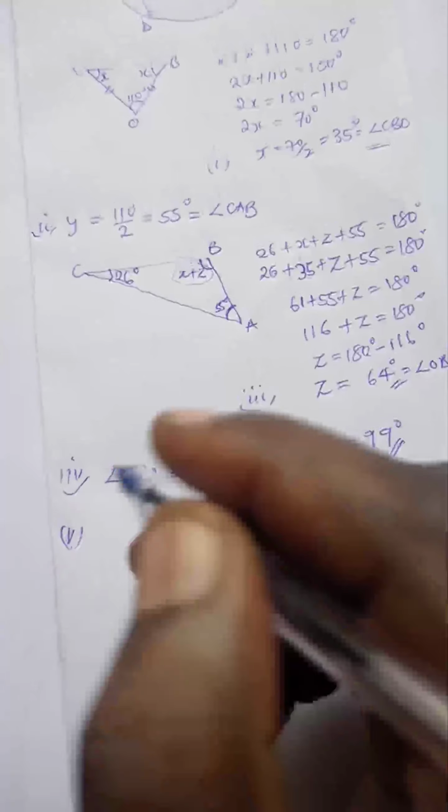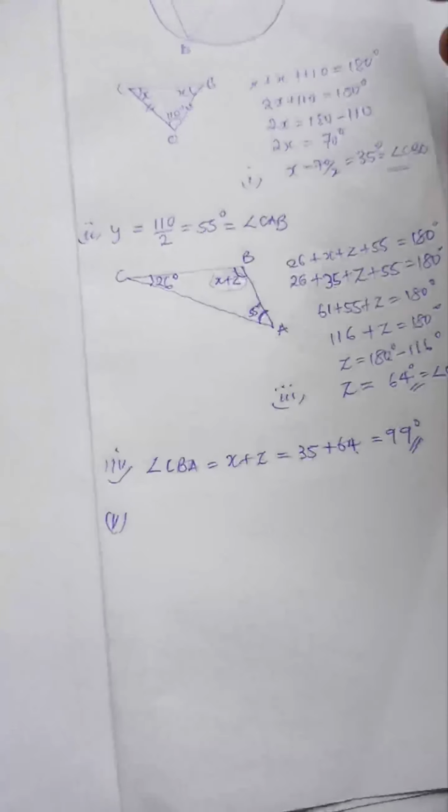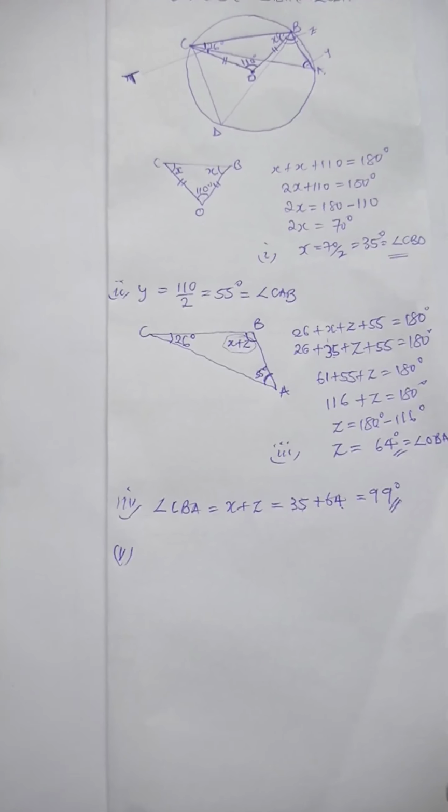Okay, the last but not the least. It says we should find angle OCA. That's this little angle here. That's what we are looking for. We'll call that angle T.